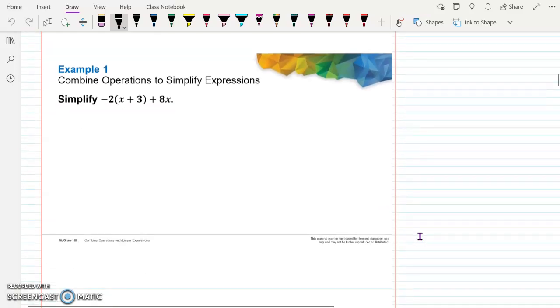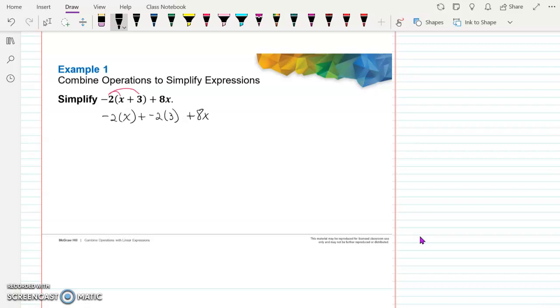So let's jump right over here to example 1. Example number 1 says, simplify negative 2 times x plus 3 plus 8x. So let's go ahead and do our distributive property first. We'll multiply negative 2 times x, and then we'll multiply negative 2 times 3. And then we'll just bring this plus 8x down and simplify that later.